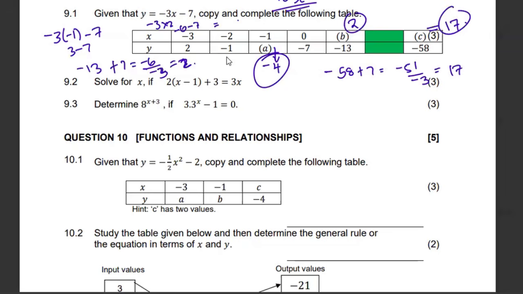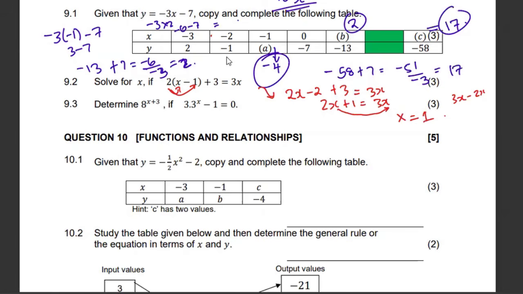And 9.2, solve for x if we have this. Step number 1, you need to open the brackets. So it's going to be 2x minus 2 plus 3 is equal to 3x. Collect the like terms. This is 2x plus 1 is equal to 3x. Let's move this 2x to that side. It's going to be 3x minus 2x, meaning that x should be just a 1.